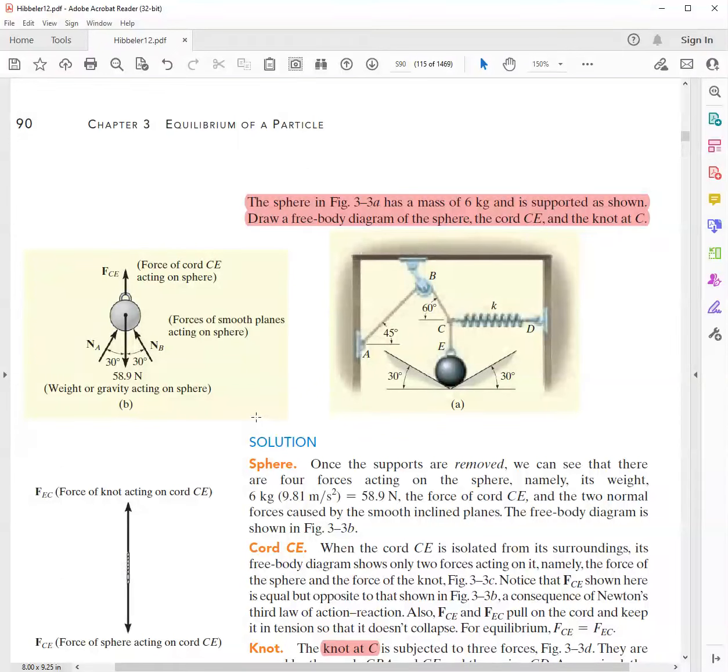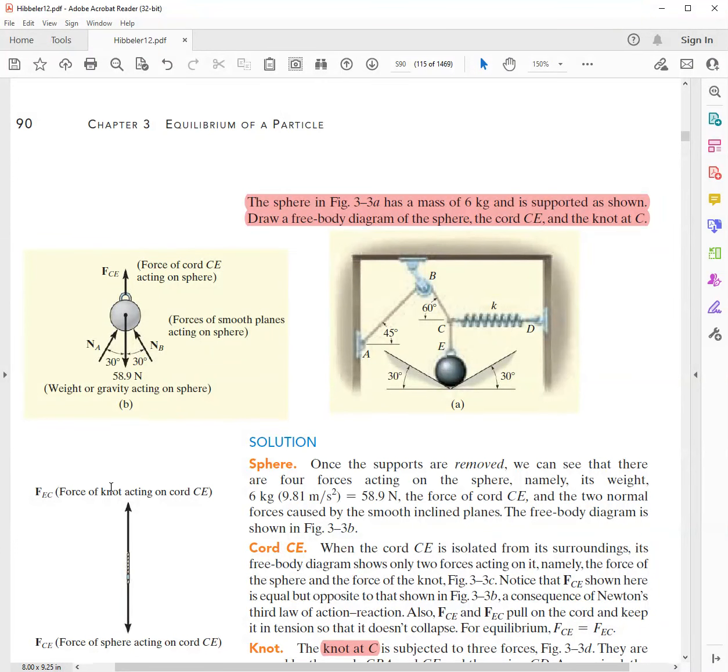If we have an example with numbers, say this ball is touching in 2D, we can assume this to be a disk, but it appears to be a sphere based on the illumination. So we have the two planes, and we're going to show the normal forces acting at the contact between the body and the two planes, and then the weight, and then we have the tension in this portion of the cable CE.